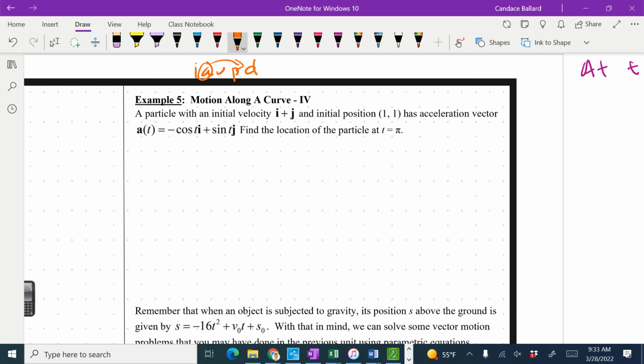So what do I have to do? I got the calculus I need to do. What calculus I need is that I need to integrate. Okay. So I know if I'm going to get to position, I have to start with velocity. So velocity at t is going to be the integral of negative cosine of t times vector i plus sine of t times vector j, and then dt.